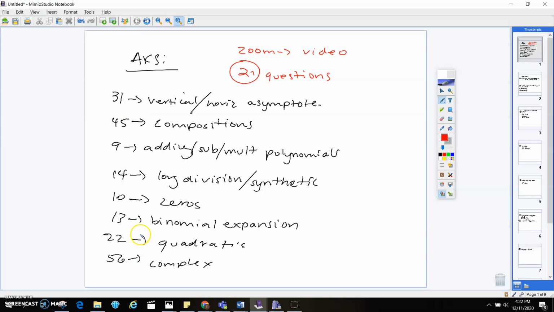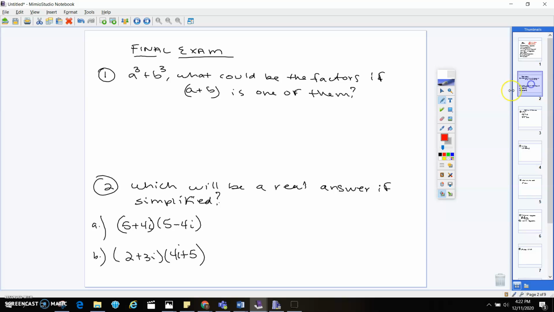We've also made a super cute file folder of all of your videos for each of these AKS and in each unit. If you want to utilize that, I'll show you probably in the next video where that's at. But let's go ahead and get started. I didn't make a hard copy of this, so you are going to have to write this down on a piece of paper.